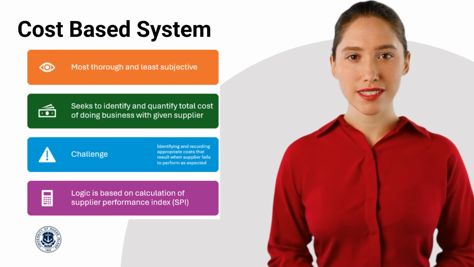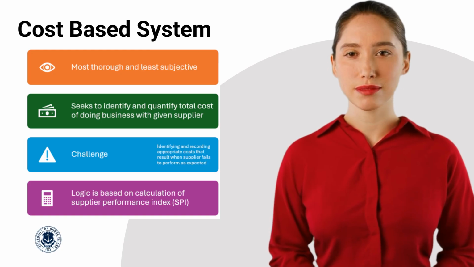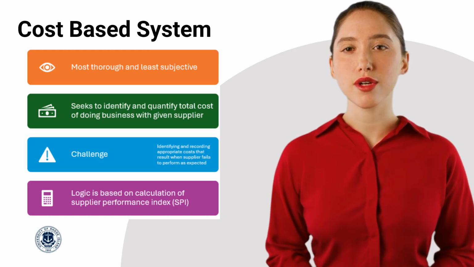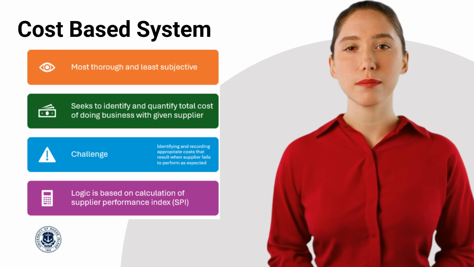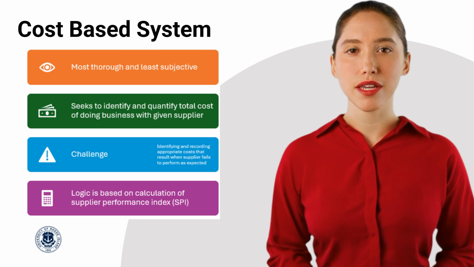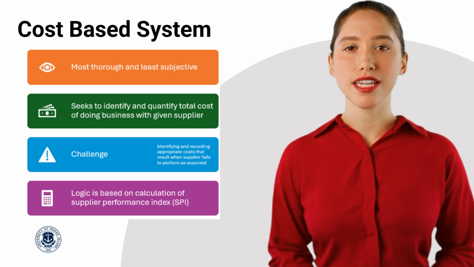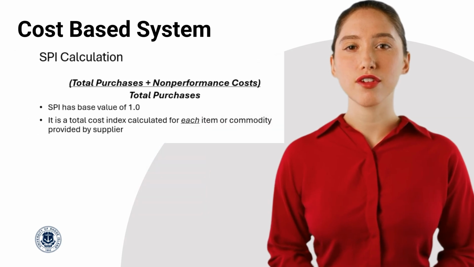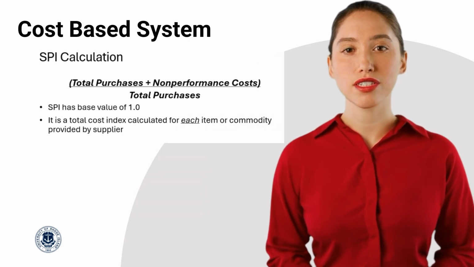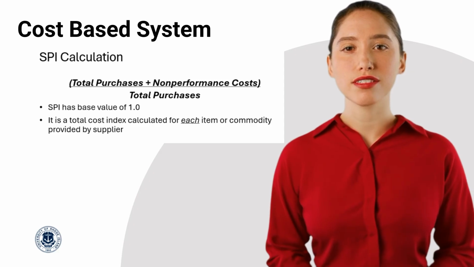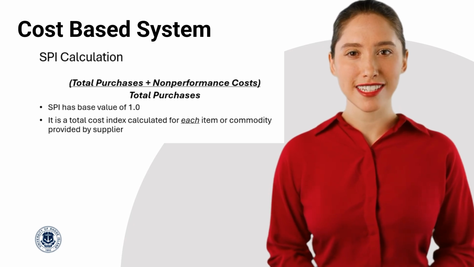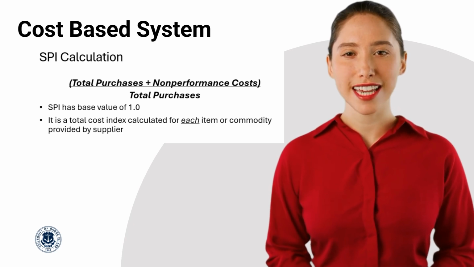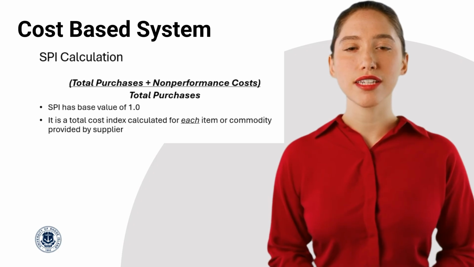The cost-based system is the most thorough and least subjective. It identifies the total cost of doing business with a supplier. The challenge is identifying and recording the costs that occur when the supplier fails to perform. This method is based on the Supplier Performance Index. The Supplier Performance Index equals total purchases plus non-performance costs divided by total purchases. An SPI of 1.0 is perfect. It is a total cost index calculated for each item or commodity supplied.